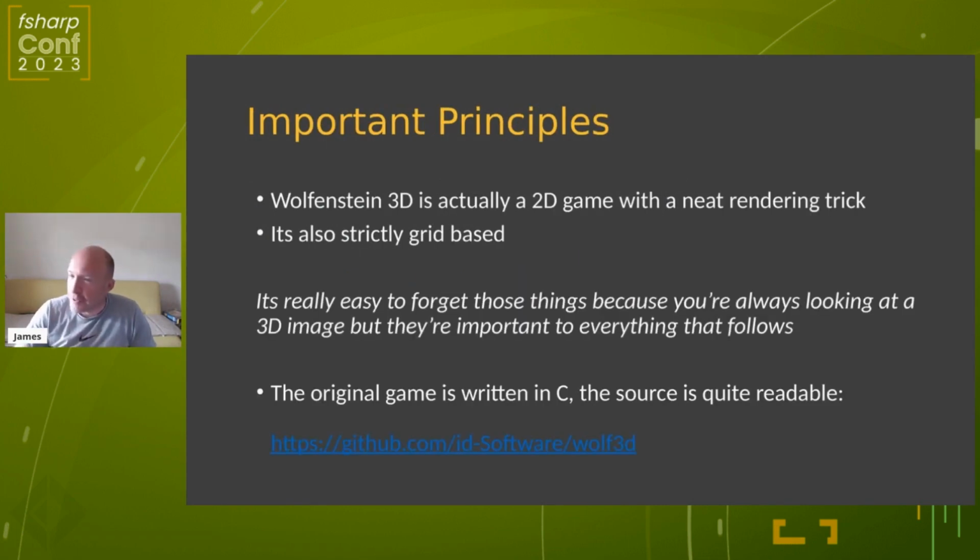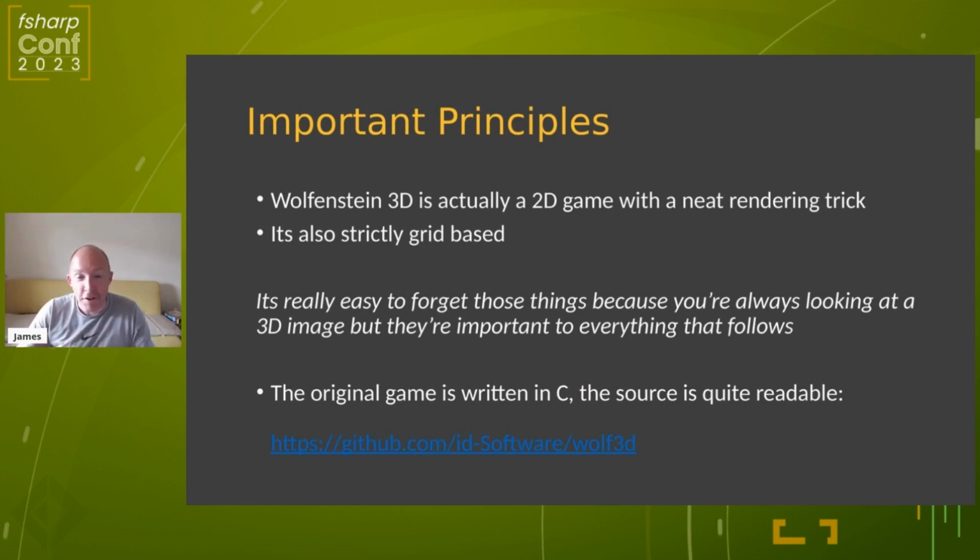So before we get into it, some important principles. Wolfenstein 3D is actually a 2D game with a really smart rendering trick. There's nothing 3D about it at all. So when you look at the maths involved, it's all 2D. It's also really strictly grid-based, which I hadn't realized from playing the game. I knew it was grid-based because the map was a grid, but how the enemies move is grid-based too. So it's really strictly grid-based. And if you read anything about the history of the game, the id guys, I love listening to John Romero speak. He's really interesting.